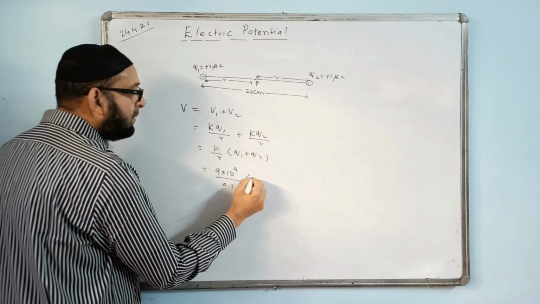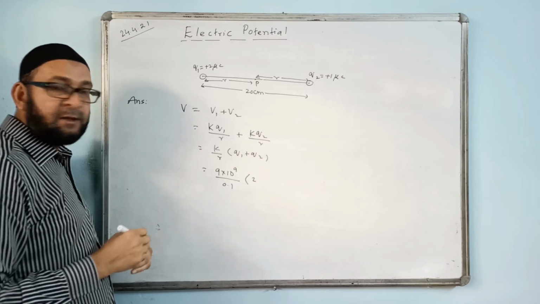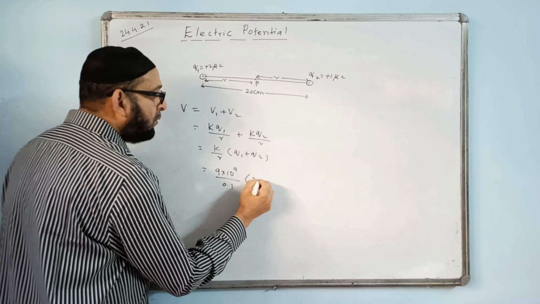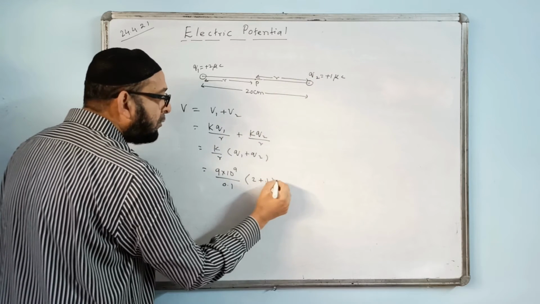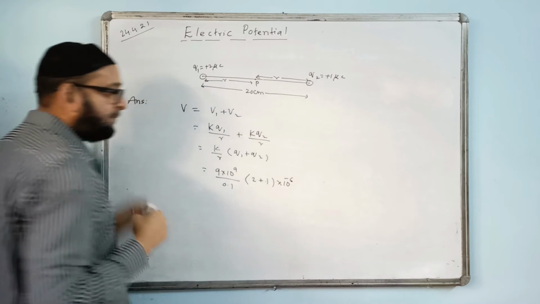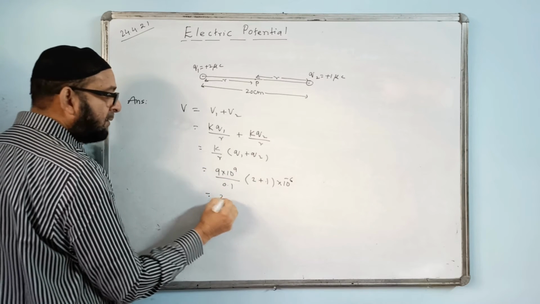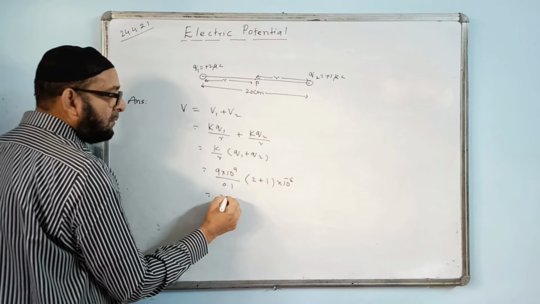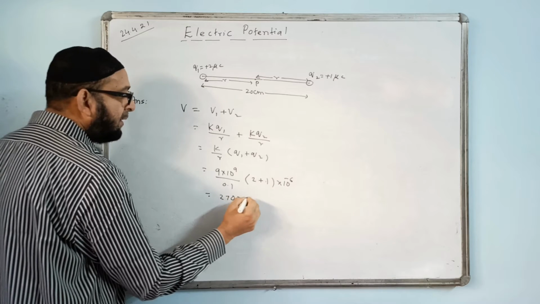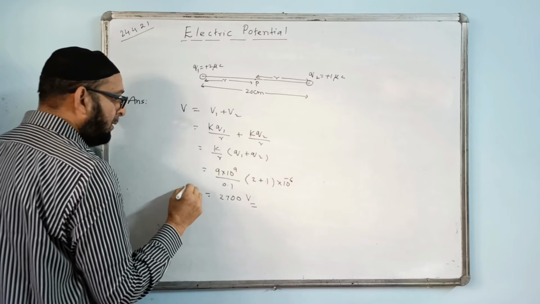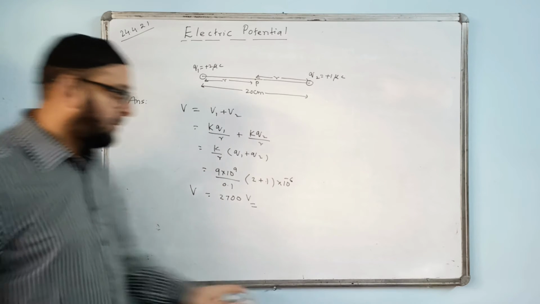Q1 is plus 2, that means you will take the sign also. Plus is there, so we will not write it. If it is minus, I will write the minus sign also. So 2 plus Q2, Q2 is 1. Both micro, we are changing to 10 to the minus 6. Now we will calculate the answer. This will become 3, 3 nines are 27, and 2700 will come as the answer. Total potential is coming 2700 volt. So this is done.